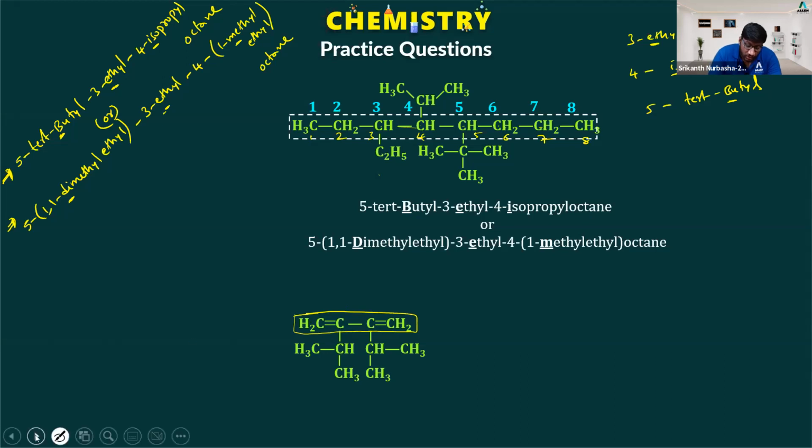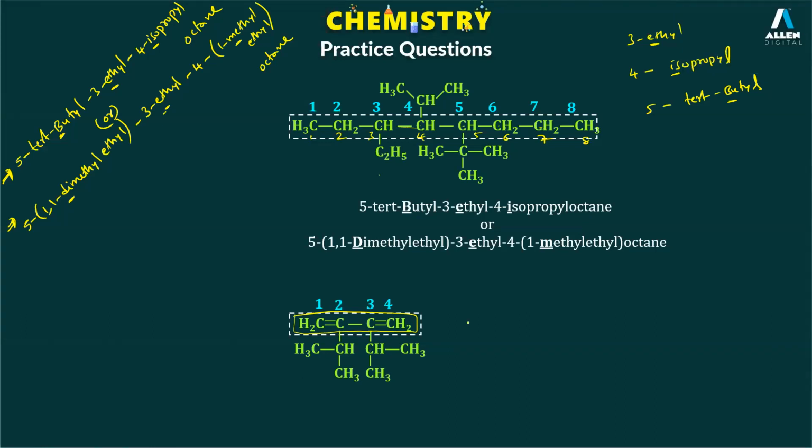So what am I going to get, students? 1, 2, 3, 4, and at the second and third positions, what do we have? Same substituents. What are the substituents? Isopropyl. So 2 comma 3 diisopropyl but, 1 comma 3 diene, right?